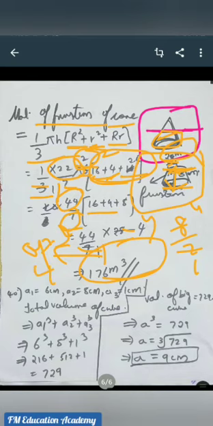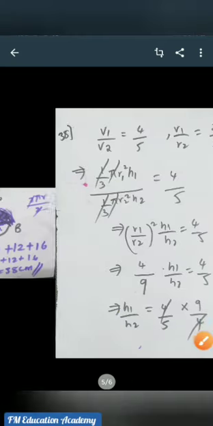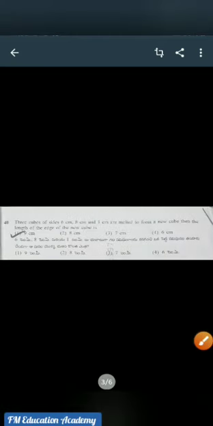Okay, moving on to the 40th question. 3 cubes of side 6 cm, 8 cm and 1 cm are melted to form a new cube. Then the length of the edge of the new cube is. It is telling that there are 3 cubes and all 3 cubes are melted to form a new cube. And the edges, that is the sides of the first cube, second cube and third cube, are given as 6, 8 and 1. And then it is asking us what will be the side of the new cube which is formed.